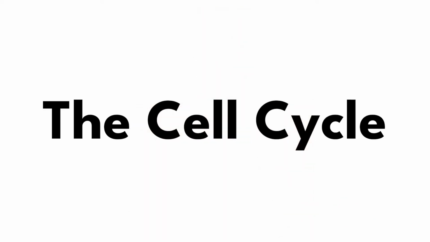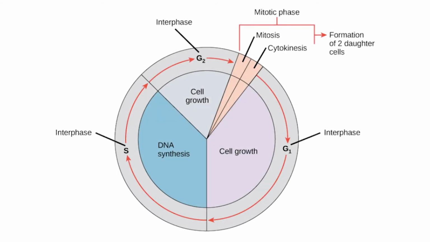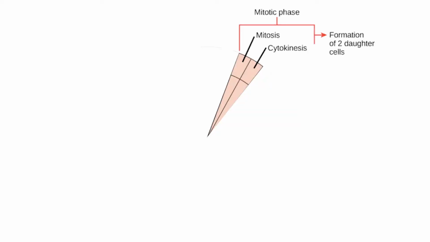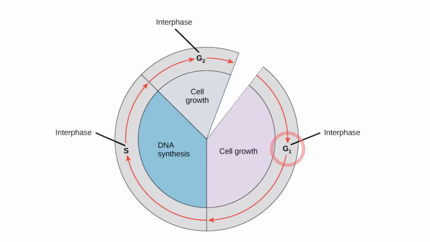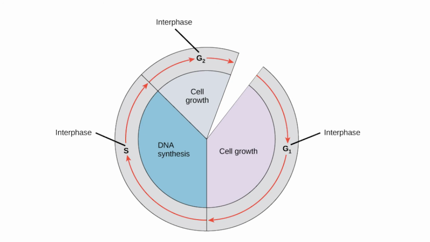Before we delve further into the specifics regarding the relationship between the cell cycle and cell fate, we will first have a quick refresher on the cell cycle. In eukaryotic cells, the cell cycle is divided into two main processes: interphase and the mitotic phase. Interphase consists of the G1, S, and G2 phases. The mitotic phase consists of mitosis and cytokinesis. The end result of the mitotic phase is the creation of two new daughter cells from a parent cell. For the topic of cell fate, we will focus primarily on interphase.